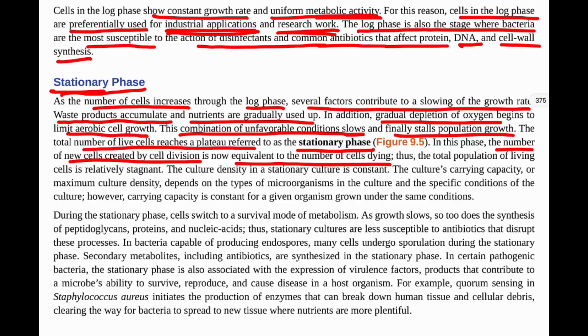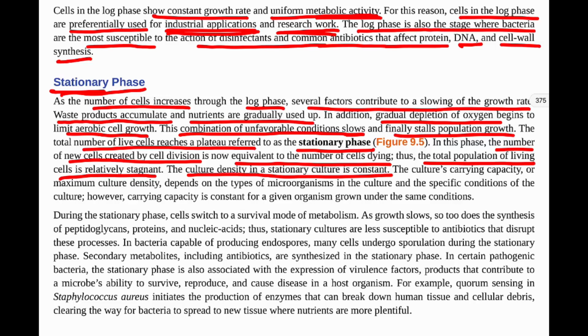So we have some cells that are going through binary fission, cell division, and then we have some cells that are dying. So the total population of living cells is relatively stagnant in the stationary phase, so it's stable. The culture density in a stationary culture is constant. So we have this constant culture density, meaning the number of cells stays the same, because we have this equal number of making and dying.